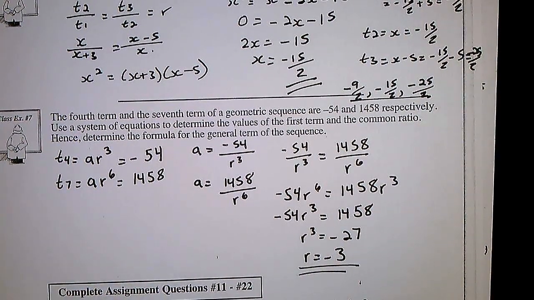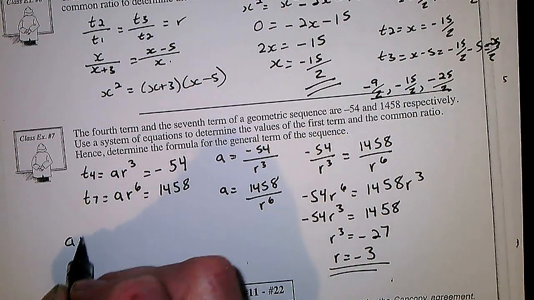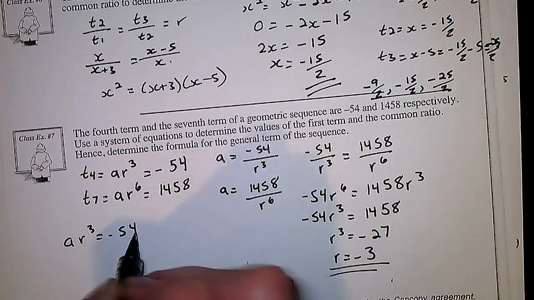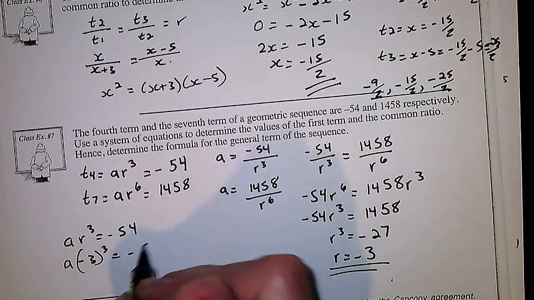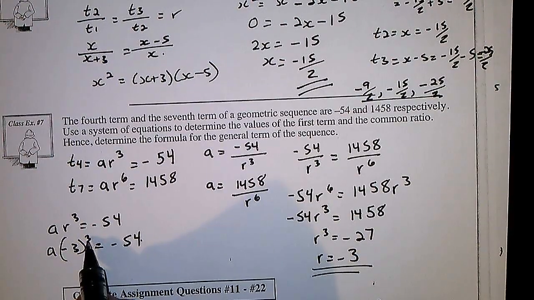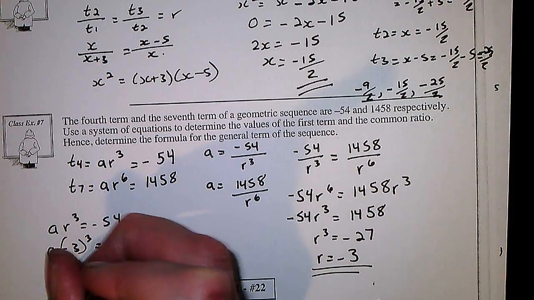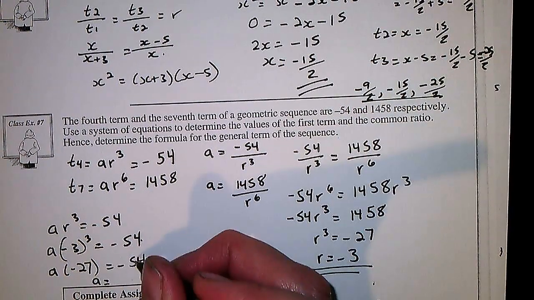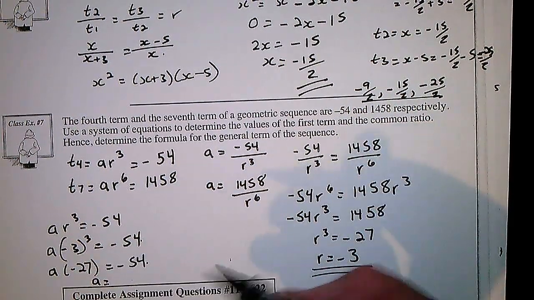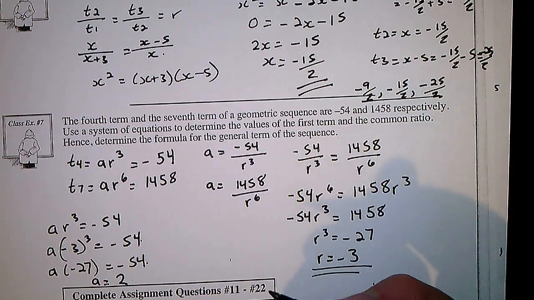We're also asked to find the value of a, the first term. So now that I know r, I can substitute it back into one of my equations, and then I'll be able to solve for a. So I'm just going to use the first one, a r to the 3 equals negative 54. I'm going to put in negative 3 in the place of r. Negative 3 to the 3 is negative 27. And so a equals negative 54 divided by negative 27, which is 2.